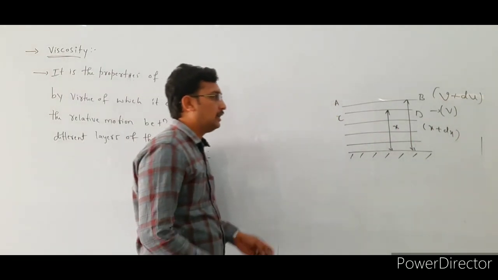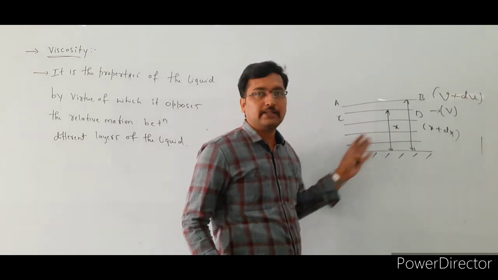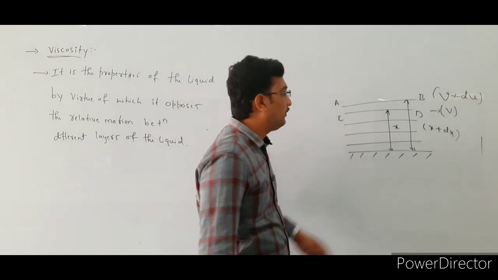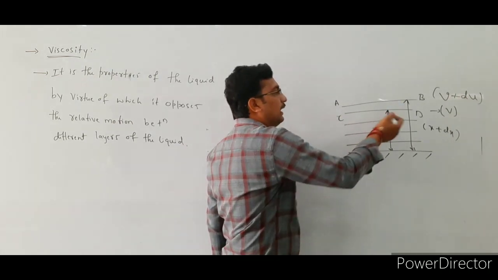So here the liquid flows on a horizontal surface in the form of different layers, and we consider the two layers AB and CD.